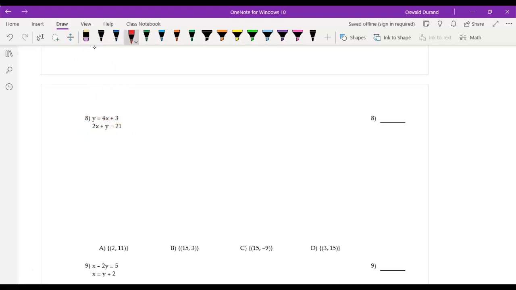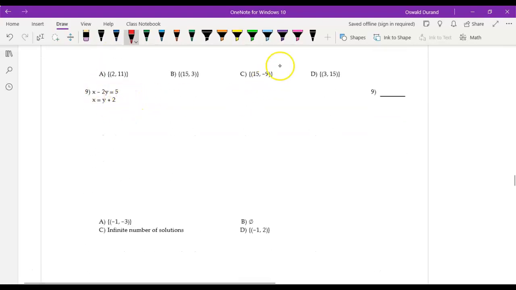So here we want to plug in. Actually, I want to use this one. So here x is equal to y plus 2. So we want to plug in y plus 2 into x. So it's going to be y plus 2 minus 2y equal to 5. So I'll replace the x here with y plus 2, and now everything is in y terms.